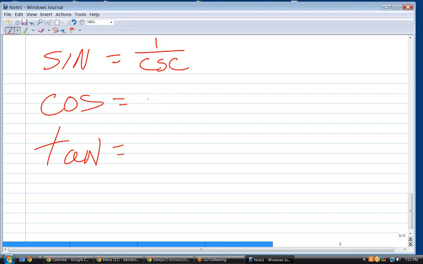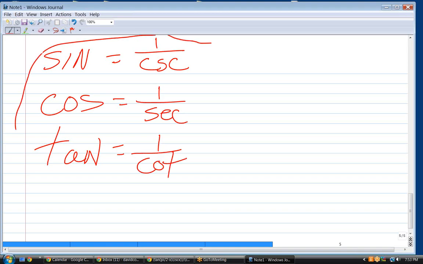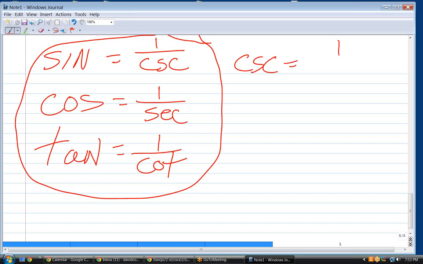What's the reciprocal of cosine? 1 over secant. And tangent is 1 over cotangent. So there's the 6 reciprocal identities. And I say 6 because obviously if sine is equal to 1 over cosecant, then cosecant is equal to 1 over sine also. So there's 3 more. But you only really have to memorize the first 3.